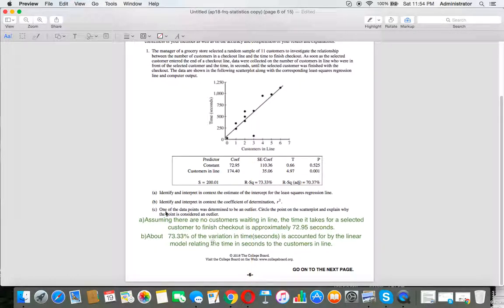So the last question is asking us, one of the data points was determined to be an outlier. Circle the point on the scatter plot and explain why the point is considered an outlier. So the point that is an outlier is this point over here. As we can see, it is not within the range of the other points, and the least squares regression line would predict the time for 3 customers to be approximately over 500 seconds, so maybe 550 seconds or so. So let's get another text box.